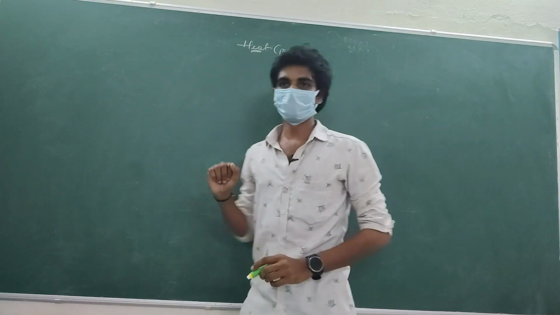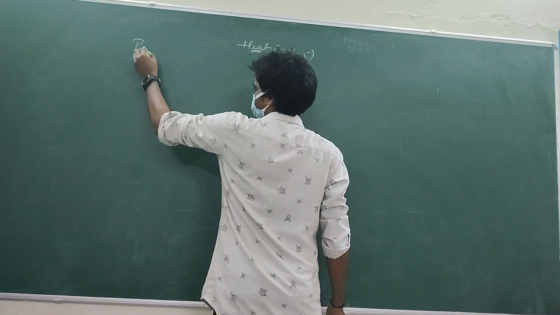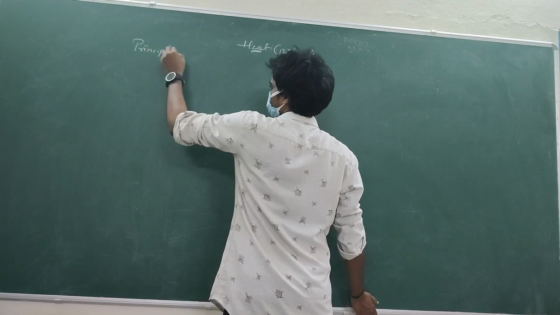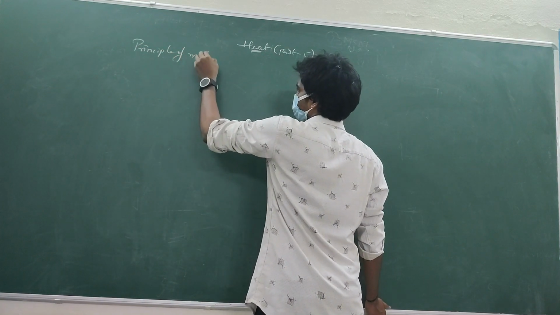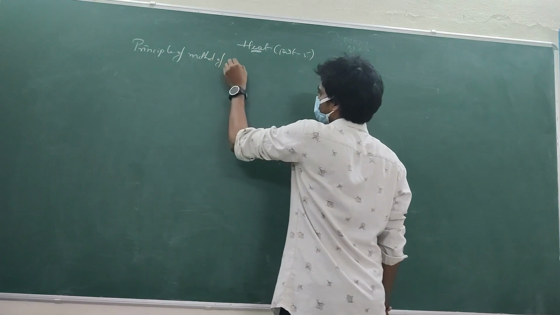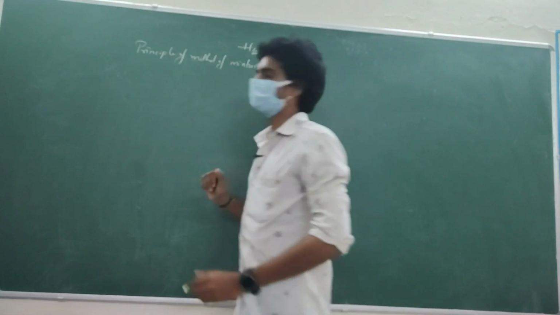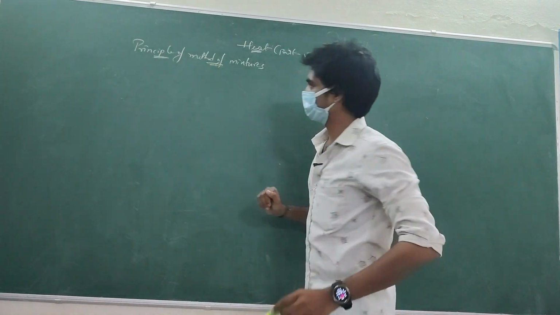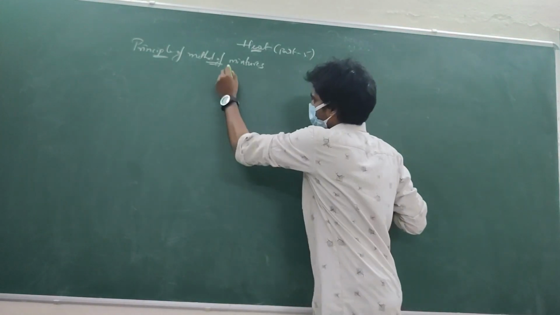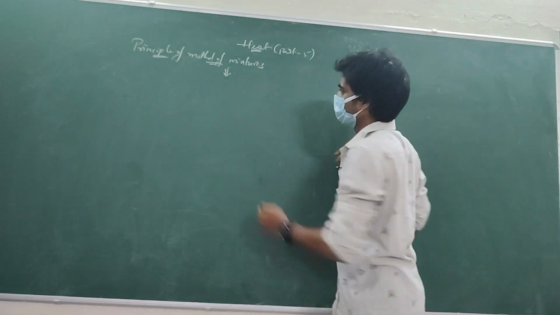So, today we will deal with a very simple topic, the principle of method of mixtures. What? Principle of method of mixtures now, right? In this case, the definition is very simple. If you look into the definition, it says net heat lost by hot body.